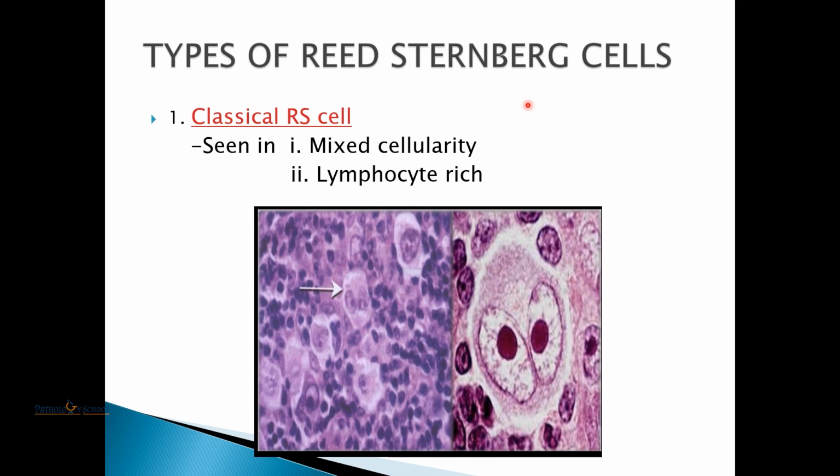Coming to the first type of RS cell, that is the classical RS cell, we can see here a large cell with a very large nucleus, with mirror-image nuclei and prominent nucleoli, and a clear halo is present around the nucleoli. Hence, it gives a very typical owl-eye appearance. Classical RS cells are present in mixed cellularity and lymphocyte-rich Hodgkin lymphoma.